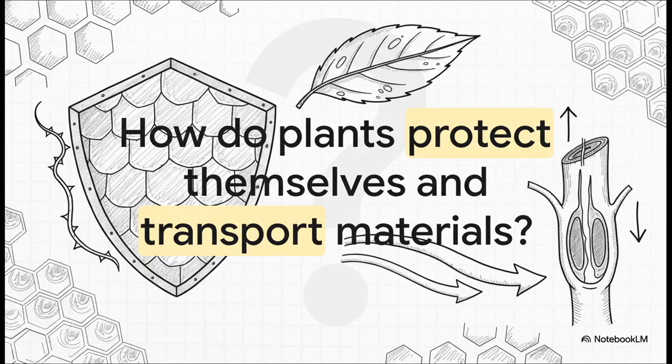How do plants protect themselves? And how do they transport water and food all the way from the roots to the leaves? We will explore the tissues that answer these questions, the protective and the complex tissues, in our next explainer.